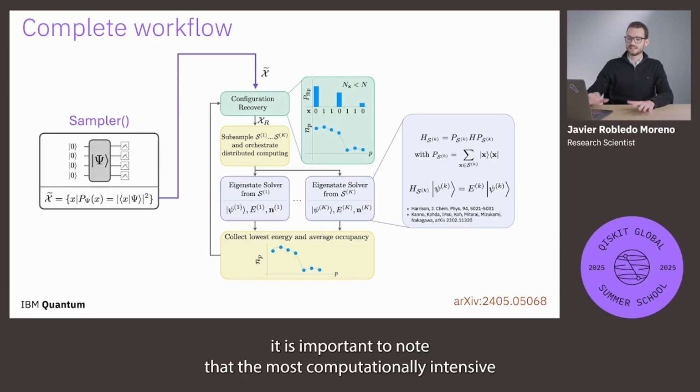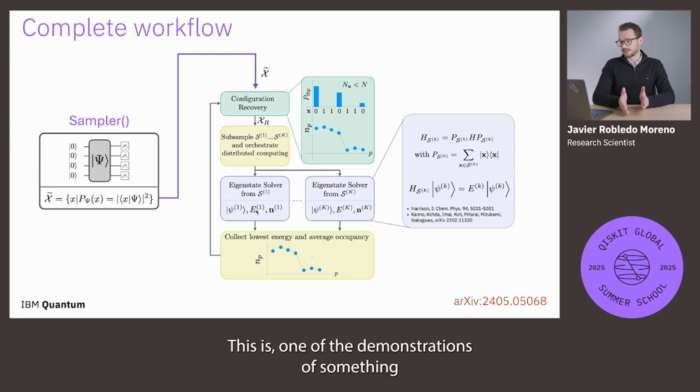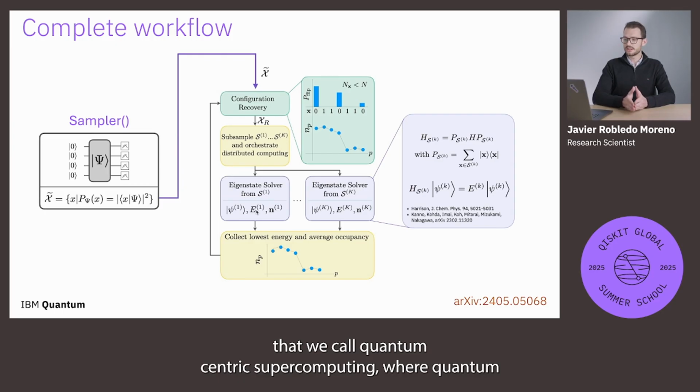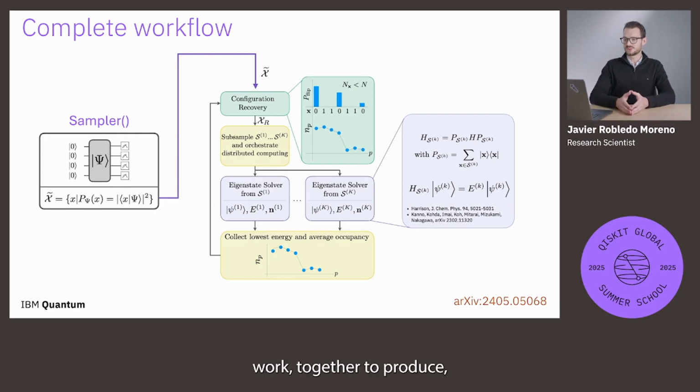And here it is important to note that the most computationally intensive part of this workflow is the projection and diagonalization in the subspace. This is one of the demonstrations of something that we call quantum-centric supercomputing, where quantum and HPC, high performance computing resources, work together to produce interesting simulations of physical systems.